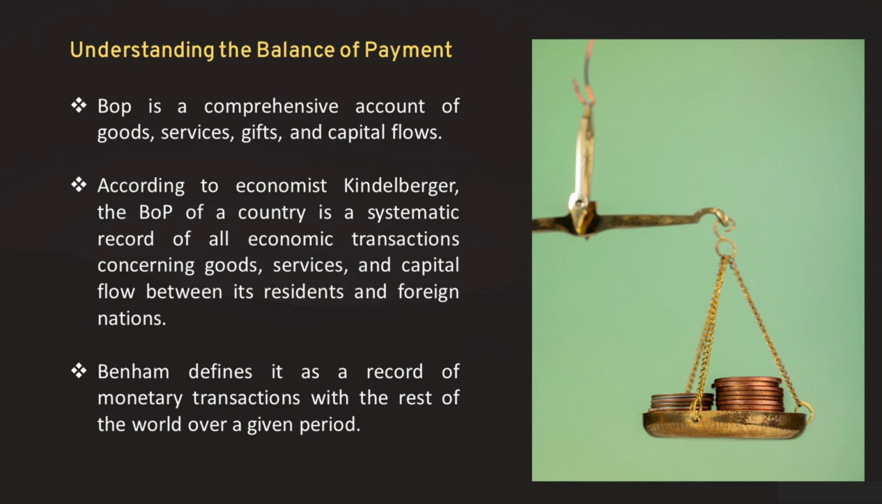Now, if you see any books on international economics, you always come across a line that balance of payment is always in balance. So why is it said, and how is balance of payment always in balance? This is because balance of payment always maintains double entry accounting. When it maintains double entry accounting, every transaction is recorded twice, once as a debit, that is outflow, and once as a credit, that is inflow.